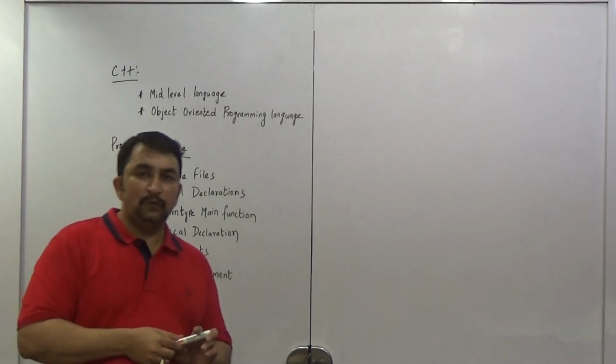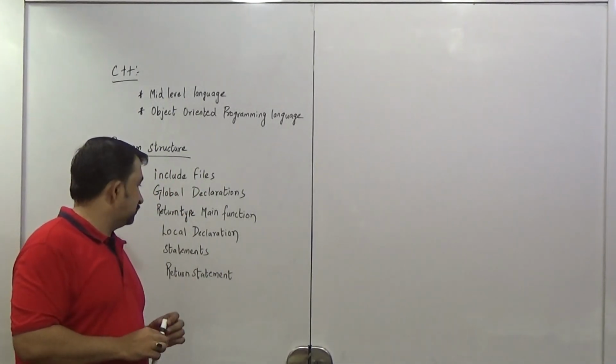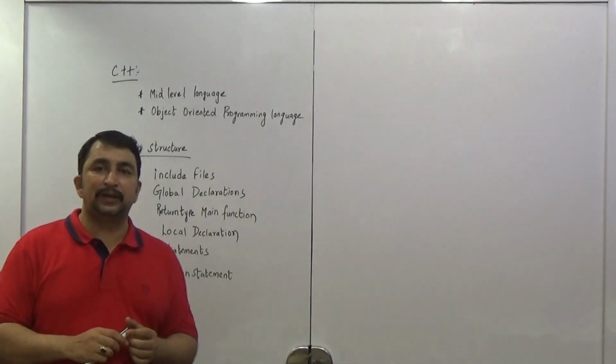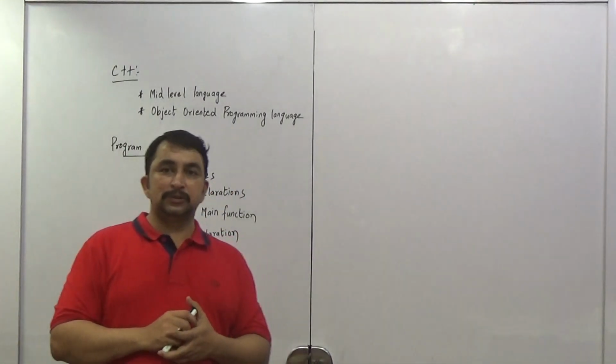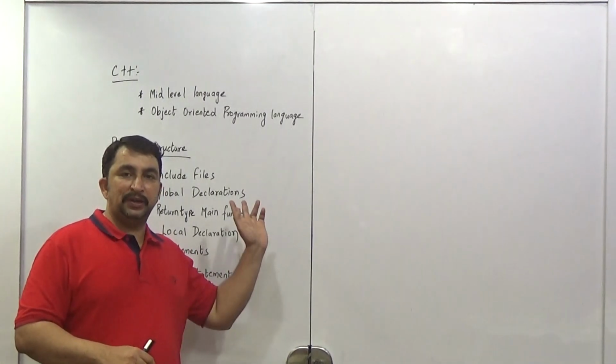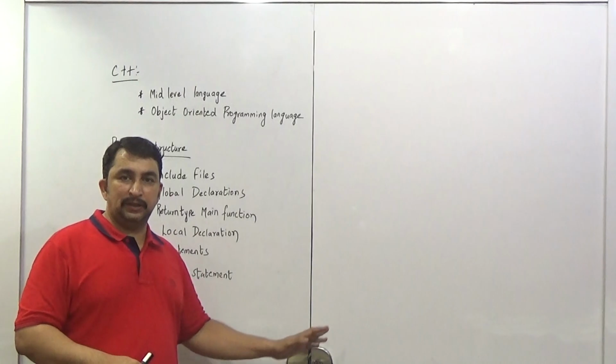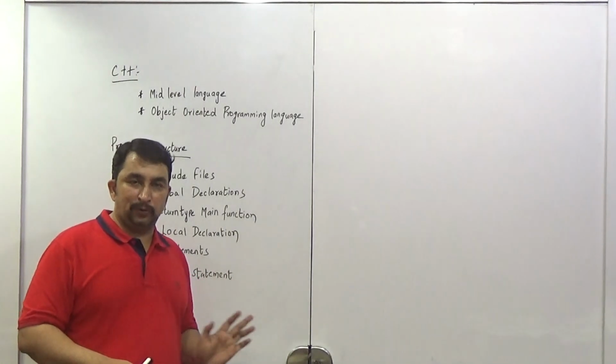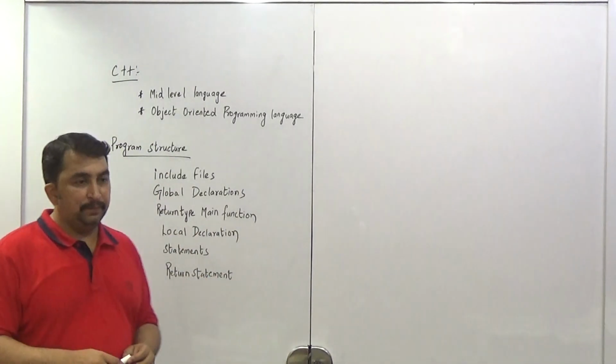Include files and global declarations. Here you can declare the variables and the functions which you want to make global, so that if you make them global, these variables and functions can be used throughout the program. And the return type main function.